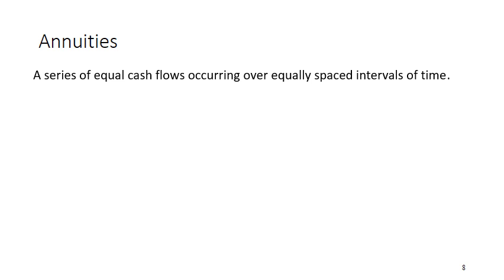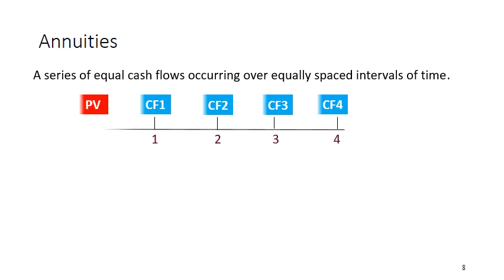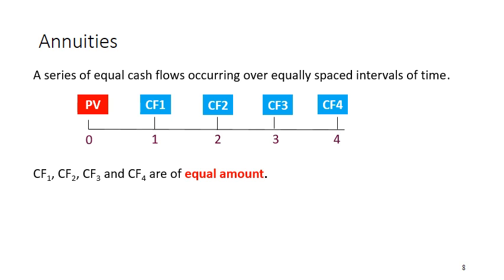Annuities. A series of equal cash flow occurring over equally spaced intervals of time. So this is the timeline for annuities. Please take note that all the cash flows are of equal amount.